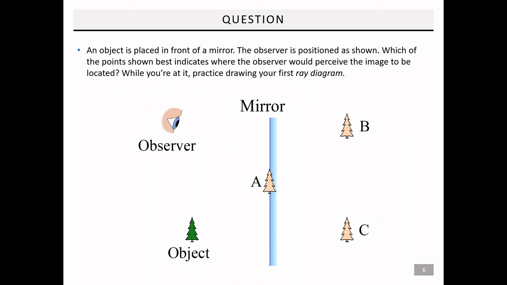You have an object placed in front of a mirror. The mirror is positioned to the right of the object, and you have an observer to the left of the object. Which of the points A, B, or C indicates where the observer would perceive the image to be located?